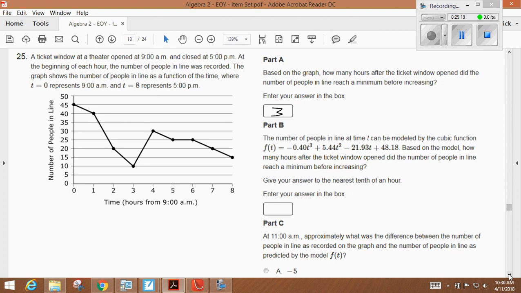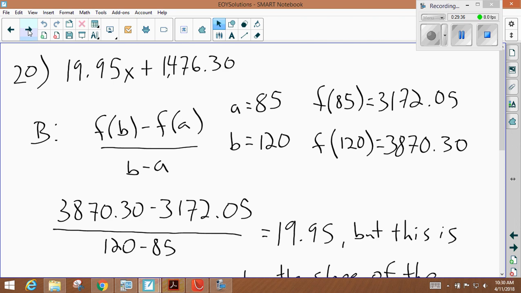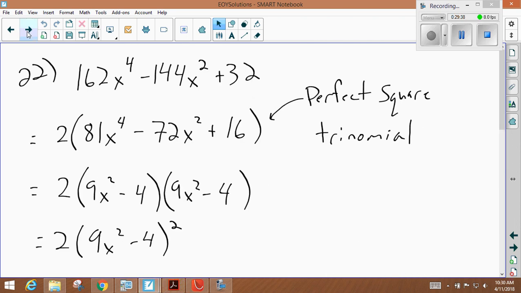So we're going to go to our handy-dandy calculators. We're going to graph that. And then remember I showed you how to use that minimum function on your graph? I will show you again. And again, this is all in the solution guide.